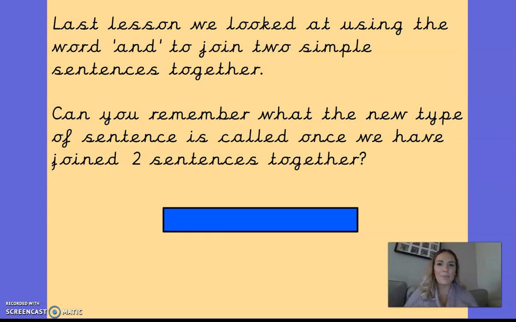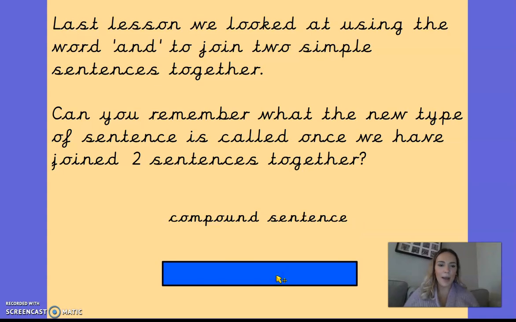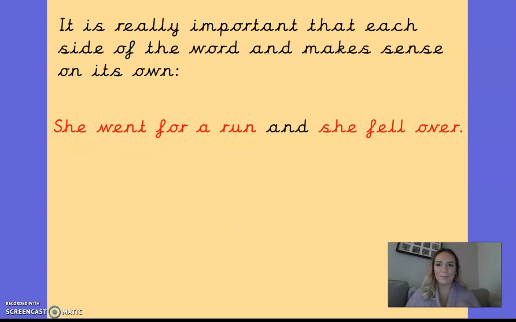Last lesson we looked at using the word and to join two simple sentences together. Can you remember what the new type of sentence is called once we have joined the two simple sentences together? I will give you a clue. It begins with a k. Let's see. It is called a compound sentence. So when we join two simple sentences with the word and, it makes a compound sentence. Well done if you remembered that.